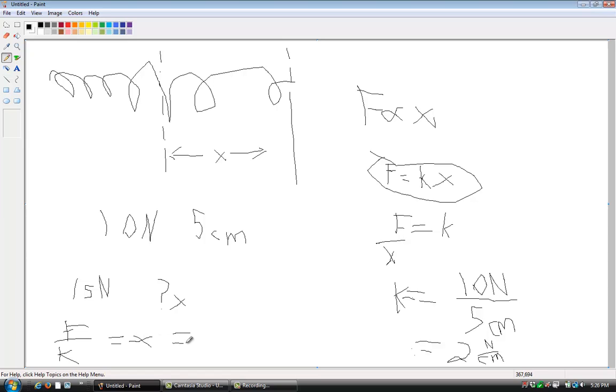and that's going to give us 15 newtons of force divided by a spring constant of 2 newtons per centimeter. Can I come off the edge of the screen here? And that's going to equal 7.5. That's getting messy. Hold on a second. That's my eraser.